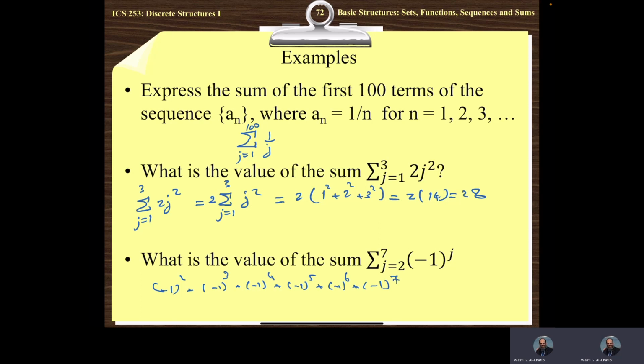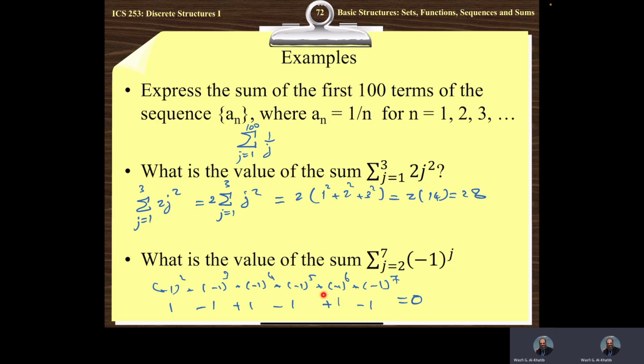Minus 1 square is what? 1. Well, minus 1 cube. So if the previous term is 1, the next term is minus 1. If the previous term is minus 1, the next term is 1. So this is basically 1 minus 1 plus 1 minus 1 plus 1 minus 1, which is equal to 0. How many terms do I have here? From 2 to 7, I have 6 terms.